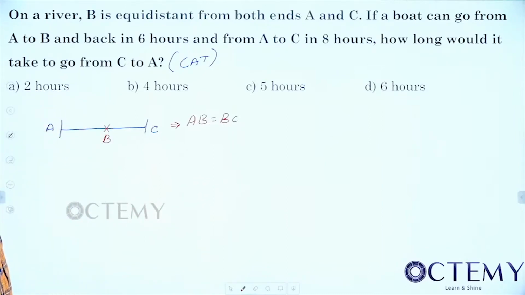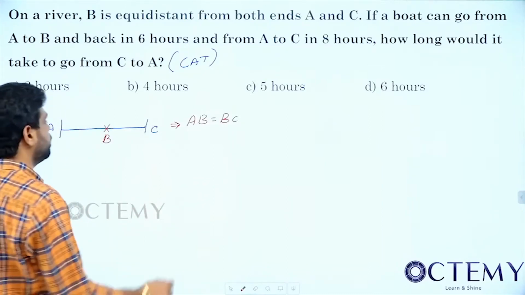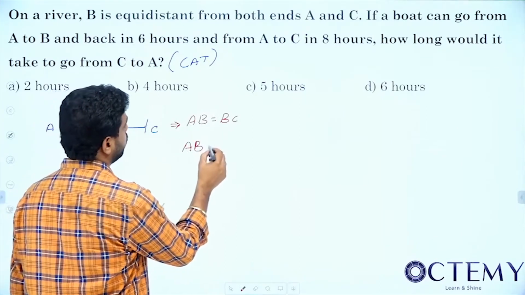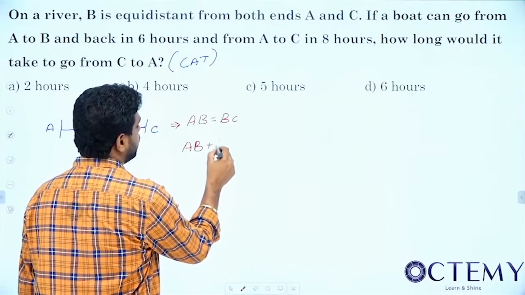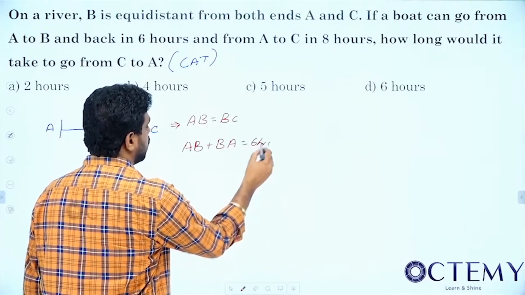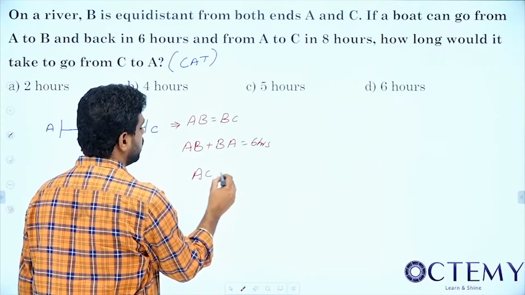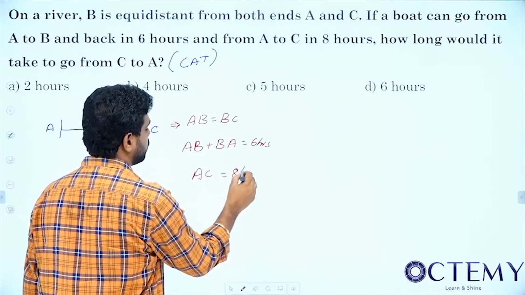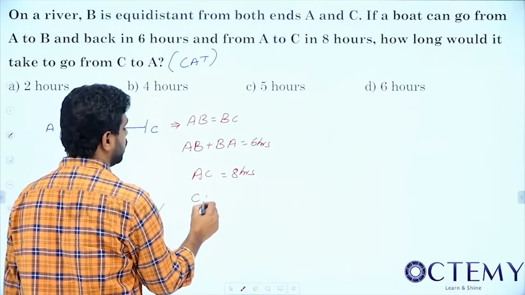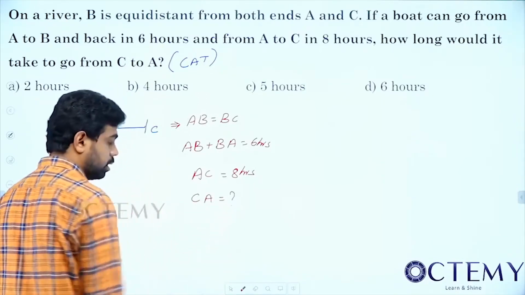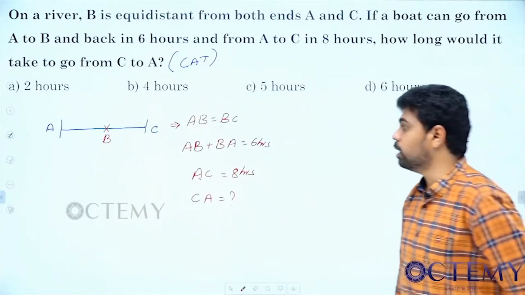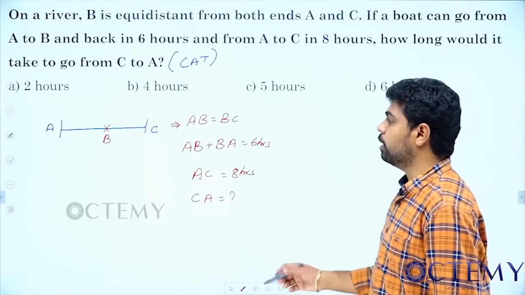Next, A to B and back in 6 hours, he told. It means that a person can go from A to B and then from B to A in 6 hours. And then from A to C in 8 hours. Find the time it would take from C to A. So how many hours? This is the question. See, one way I will go by mathematical calculation. Another way I will solve directly.